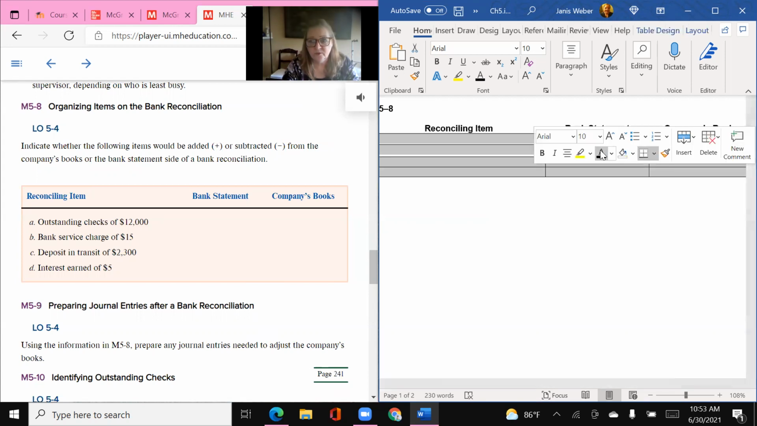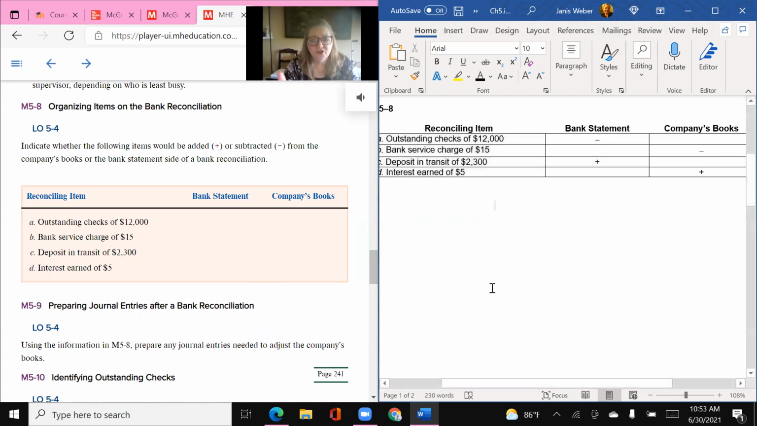I'm just going to reveal them and then we'll talk through them. Outstanding checks of $12,000. That is a reduction on the bank side because the bank does not know about anything except what has cleared the bank. So if you look at the balance the bank says you have in your account, it's inaccurate if there are some checks still outstanding. And the book side knows about all the checks that have been written, so we know which ones are outstanding, meaning they haven't cleared the bank yet.